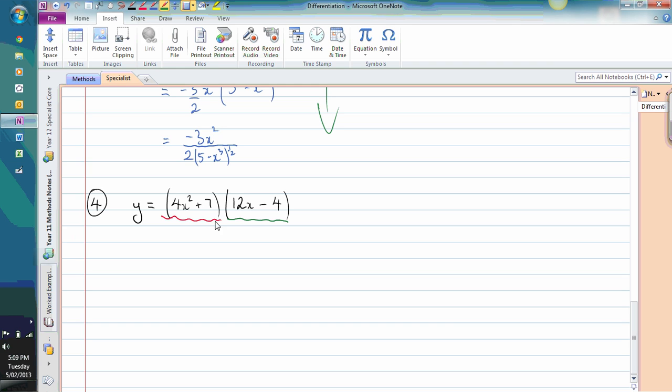Now, if we wanted to differentiate this the old-fashioned way, we could just expand these brackets, and then we'd end up with just a straight polynomial that we could differentiate. But we actually don't have to do that if we use the product rule.